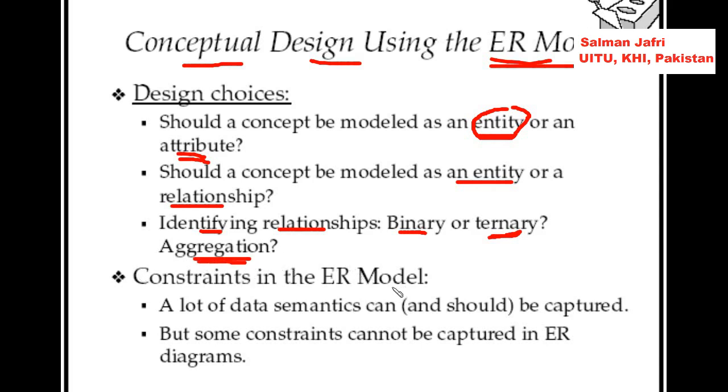And the constraints in the ER model: a lot of data semantics can and should be captured. One of the prime aspects of ER modeling is that the constraints, business rules, or data checks that we provide in the ER model should be such that data can be captured and entered easily. If the constraints or rules that we choose act otherwise, making data entry difficult, then it is not a right design. But some constraints cannot be captured in ER diagrams, so we will look at some examples later on also.